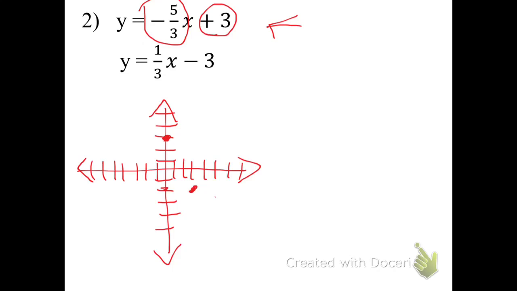And now you got 2 points, 2 dots. You can use them to draw your graph. And ta-da! You have the first one graphed. Let's get the second one graphed.